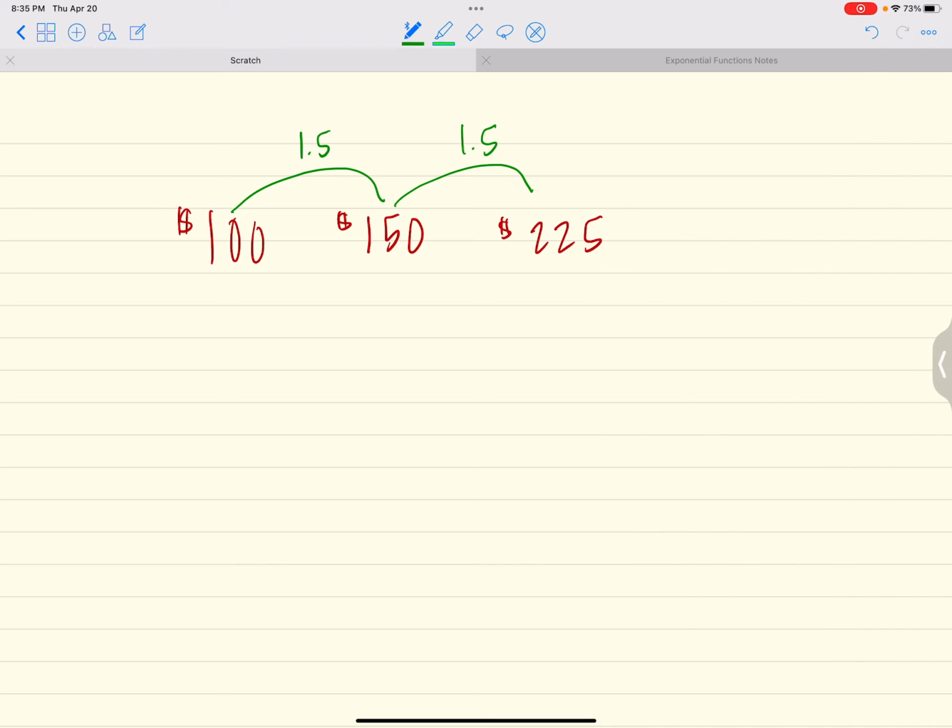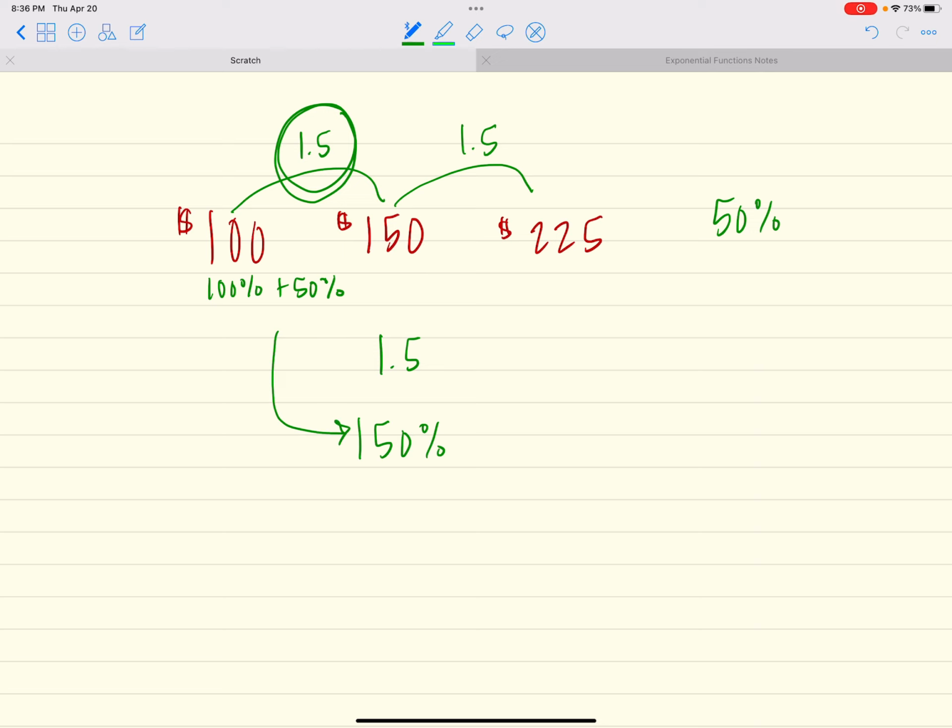Now I said grow by 50%, but when I see my growth factor at 1.5, that's really 150%. That's because we start at 100% of our value and we're adding 50% of that value, and that's where that number comes from.